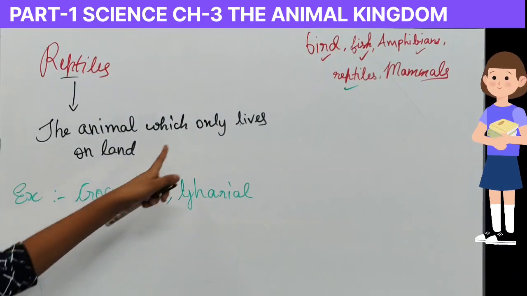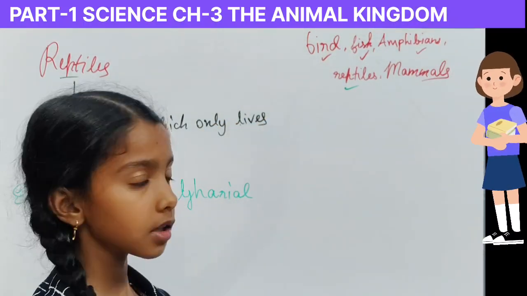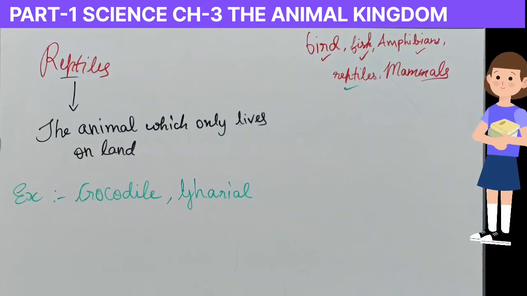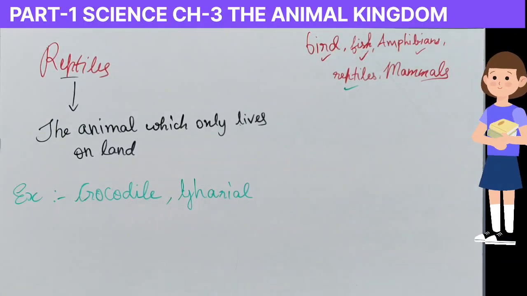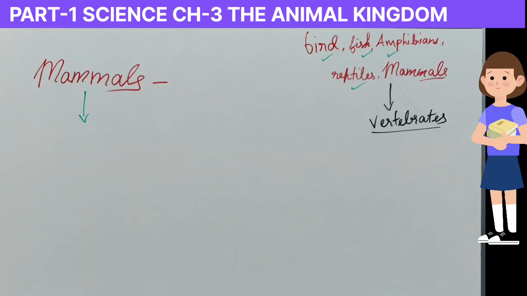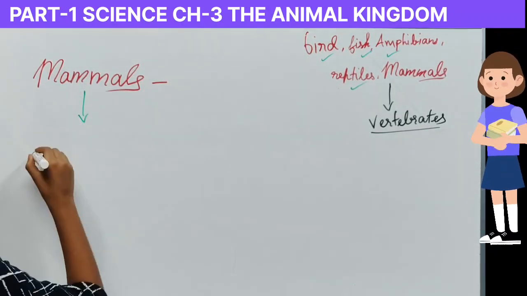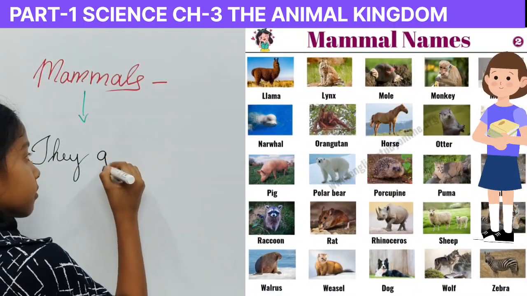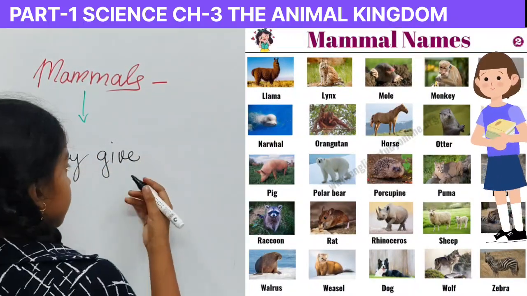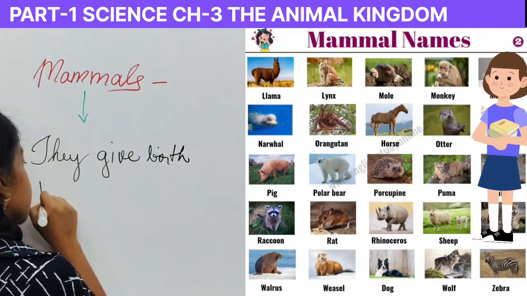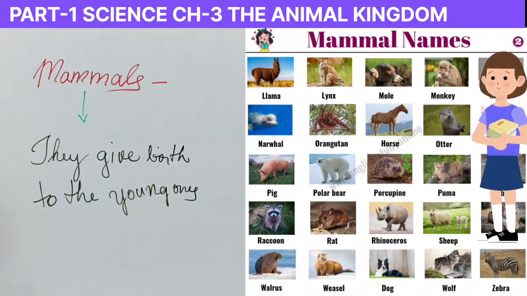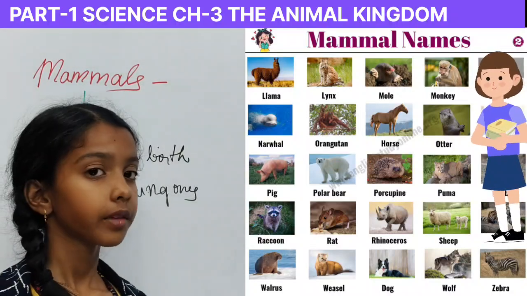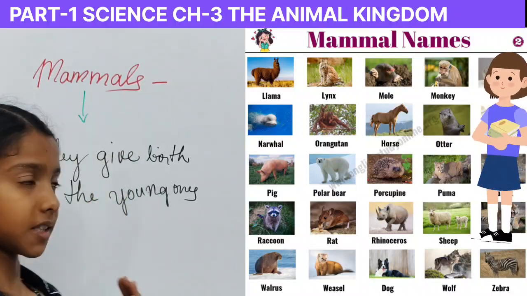Now we have learned the meaning of bird, fish, amphibians, reptiles. Now we are going to learn only the mammals: the meaning of mammals, and do they lay eggs? So the meaning of mammals is: the animals that give birth to the young ones. Mammals means they give birth to the young ones. It is a simple thing. Those that give birth to the young ones are known as mammals.